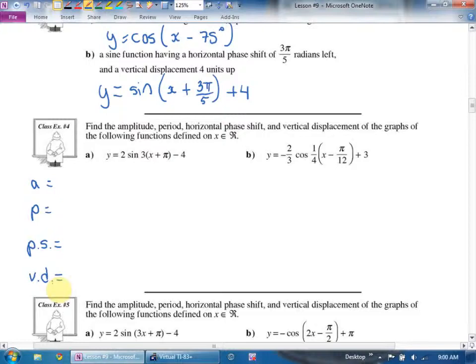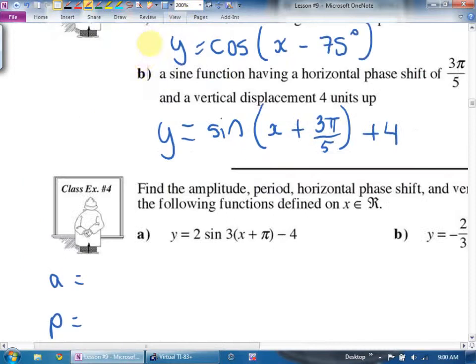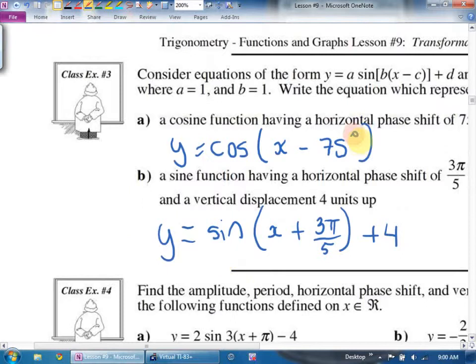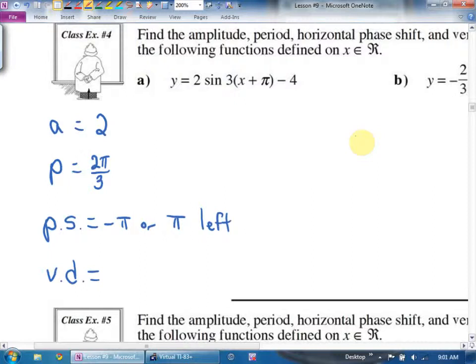What's the amplitude? Sorry? Two. What's the period? It's not three. 2 pi over three. Remember, period is 2 pi over b, b is 2 pi over the period. So 2 pi over 3. And if that reduced, I would, but I'm good with that. What's the phase shift? You can either say negative pi or you can say pi left. How do I know it's in radians? Not just because of the pi, it could be degrees. How would I show it was pi degrees? There's no degrees symbol, okay? You'll notice I was very fussy here. I put the degrees on the 75. Vertical displacement, negative 4 or 4 down.